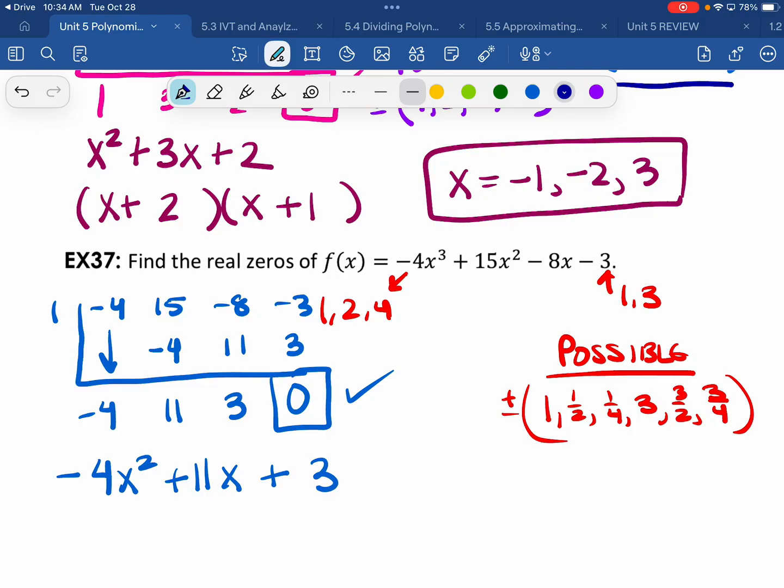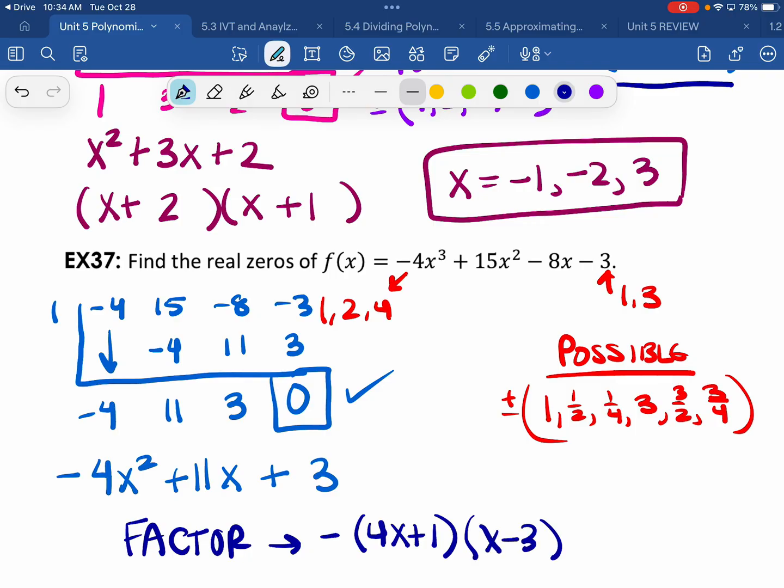All right, and just because we're running out of time, you would factor and you would get 4x plus 1 and x minus 3. So what are the zeros going to be? 3 and -1/4, and 1. Very good.